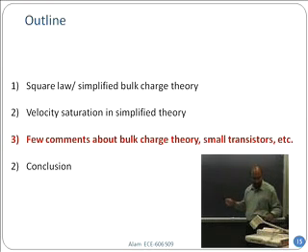Let me make a few comments about the bulk charge theory. Remember, we are talking about simplified bulk charge theory. The whole bulk charge theory looked horrendous, very complicated. I still want you to understand this a little bit, but this is not something I would really place a lot of emphasis on, because this is not something that is used widely anymore.